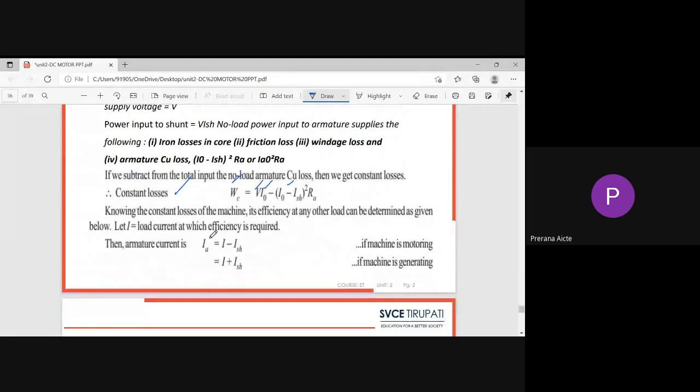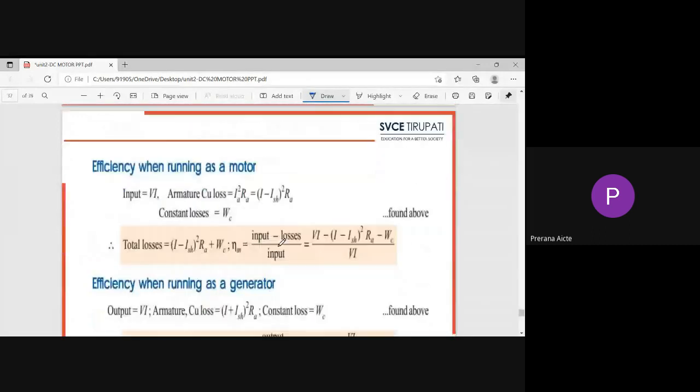Next, the armature current IA is I minus ISH. I is the load current, ISH is the shunt field current. Then the input power is V into IA. Armature copper losses are IA square RA. From this we can obtain the armature copper losses, and also we know WC, the constant losses. Then the efficiency of the motor.